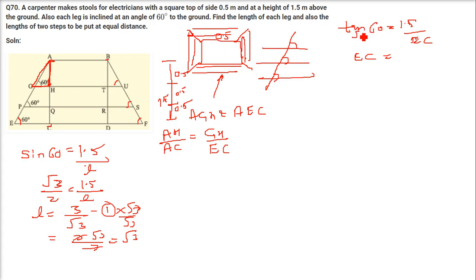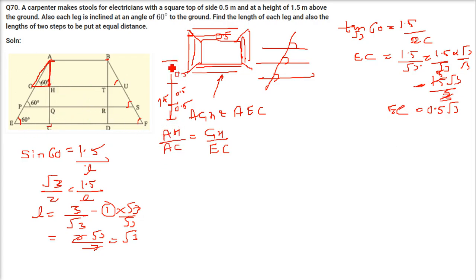So EC is what? Tan 60 is root 3. So 1.5 by root 3. This is going to be 1.5 into, I am multiplying numerator and denominator by root 3, so 1.5 root 3 by 3. And this is going to be 3 fives of 15, so it will be 0.5 root 3. This EC will be 0.5 root 3.